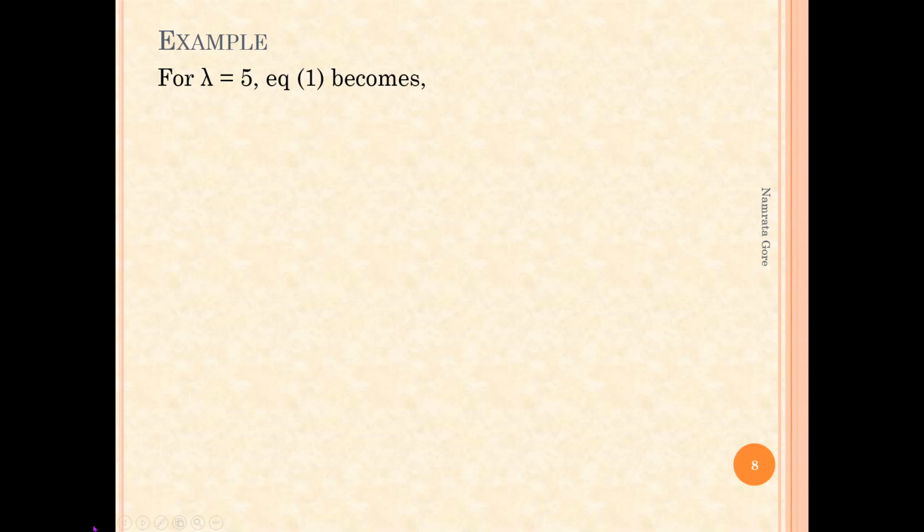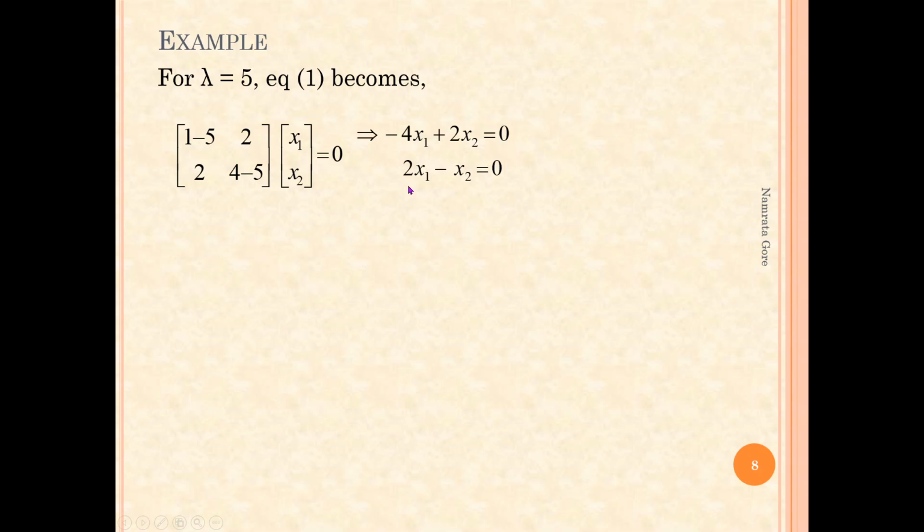For the second eigenvector, we consider lambda equal to 5. So equation 1 takes this particular form, and again solving it we get minus 4x1 plus 2x2 equal to 0 and 2x1 minus x2 equal to 0.